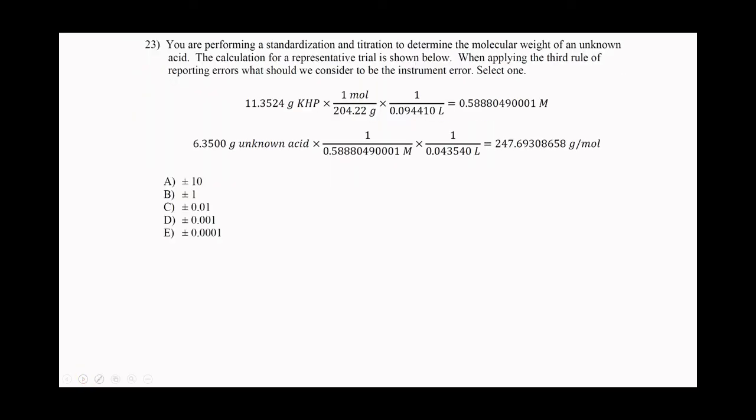Question 23. You are performing the standardization and titration to determine the molecular weight of an unknown acid. Wow, this looks very familiar. The calculation for a representative trial is shown below. When applying the third rule of reporting errors, what should we consider to be the instrument error? Select one. Okay, well, let's figure out the instrument error in grams per mole using all the inputs.